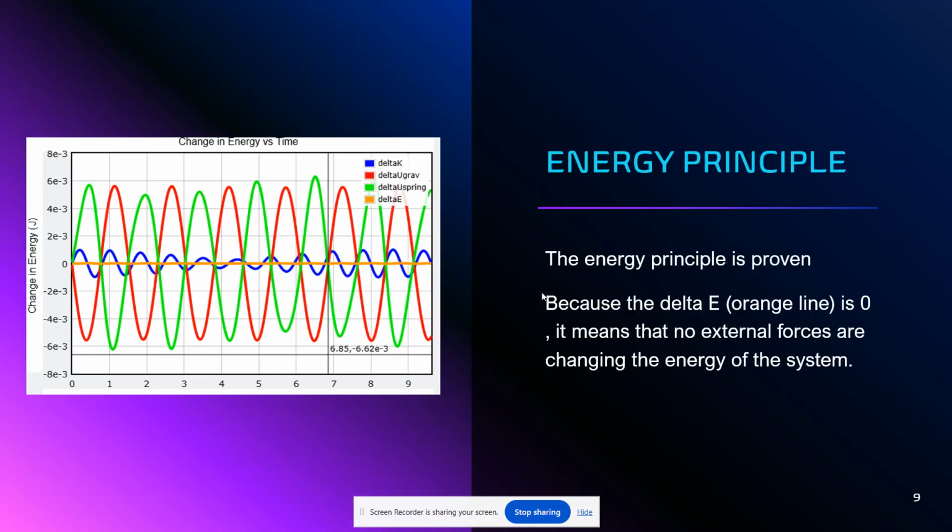The energy principle, the big question: what does it mean? Is it proven or not? Yes, it is proven because the delta E, the orange line on the graph on the left here, is 0, meaning no external forces are changing the total energy of the system.